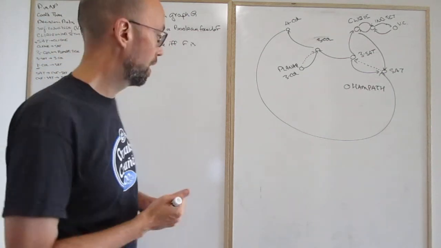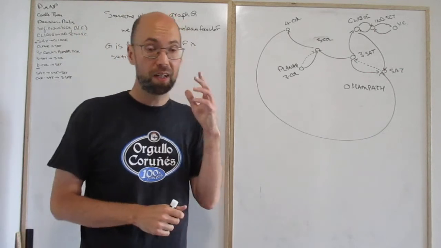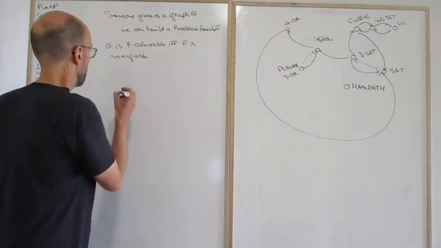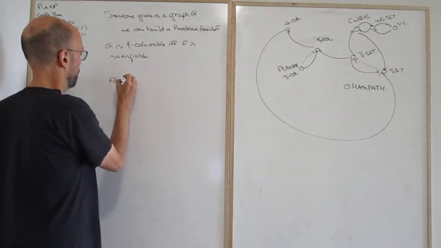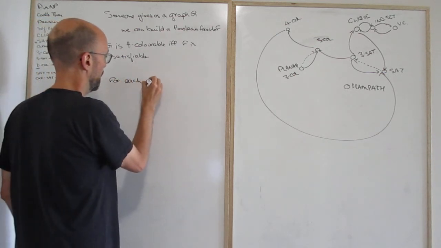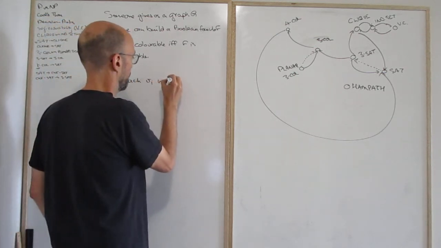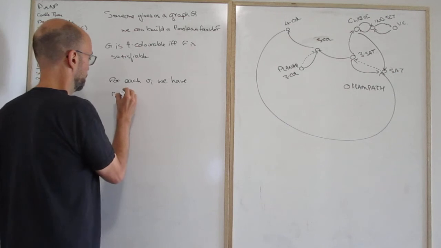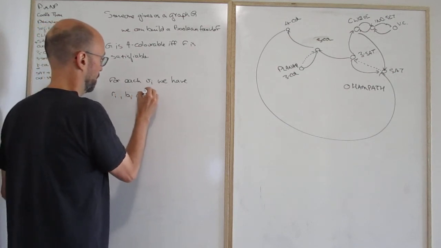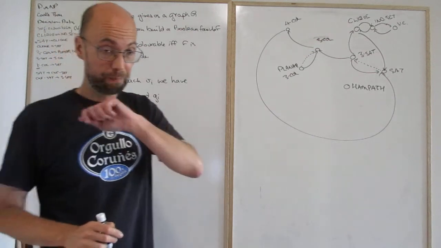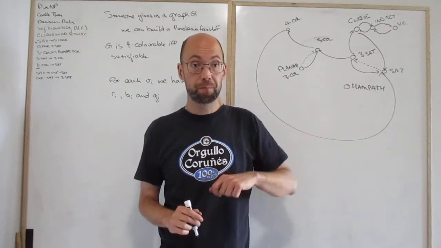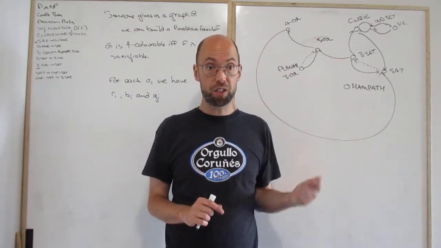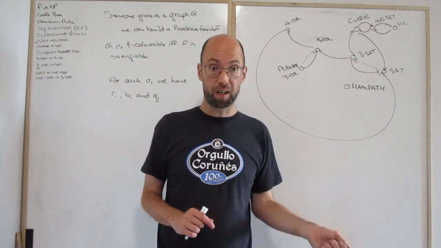So what do you do? For each vertex you have 4 indicator variables. So for each vertex Vi, we have, let's say, Ri, Bi, and Gi. Ri is true if and only if Vi is red. Bi is true if and only if Vi is blue. Gi is true if and only if Vi is green.